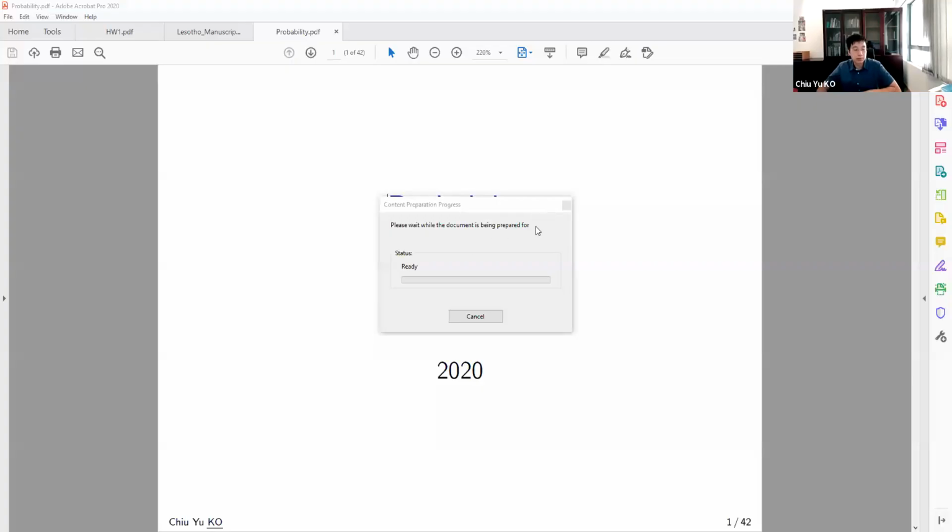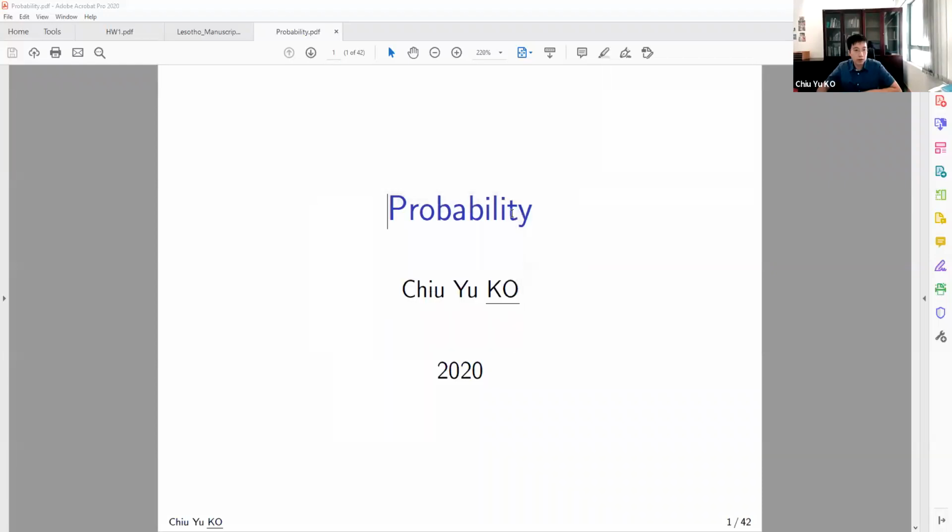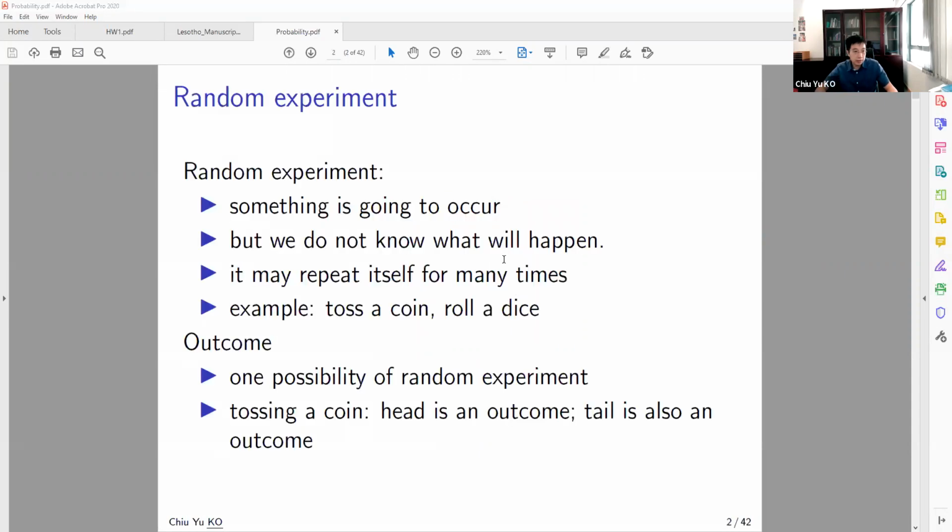So, probability. Okay. So we get started by understanding what is probability. I guess many of you already have an idea what probability is, but we will define things more formally, in order to have a more solid foundation. By the way, can you hear me or can you see the slides?